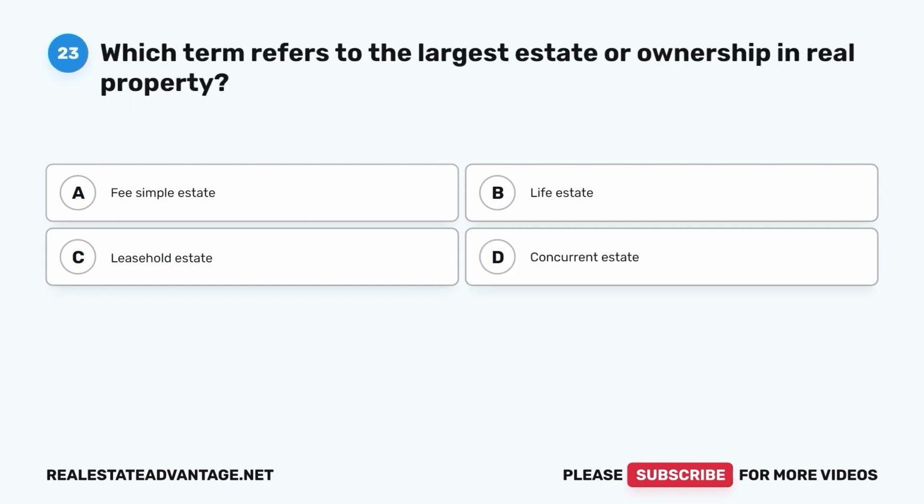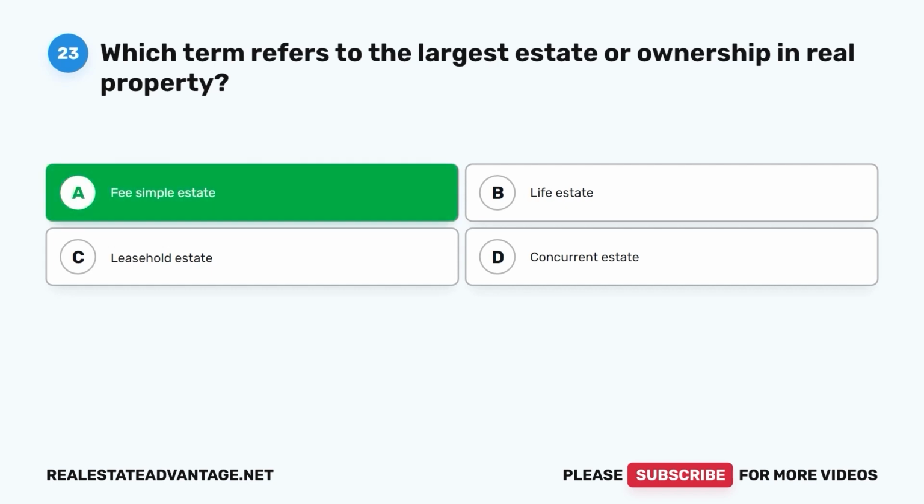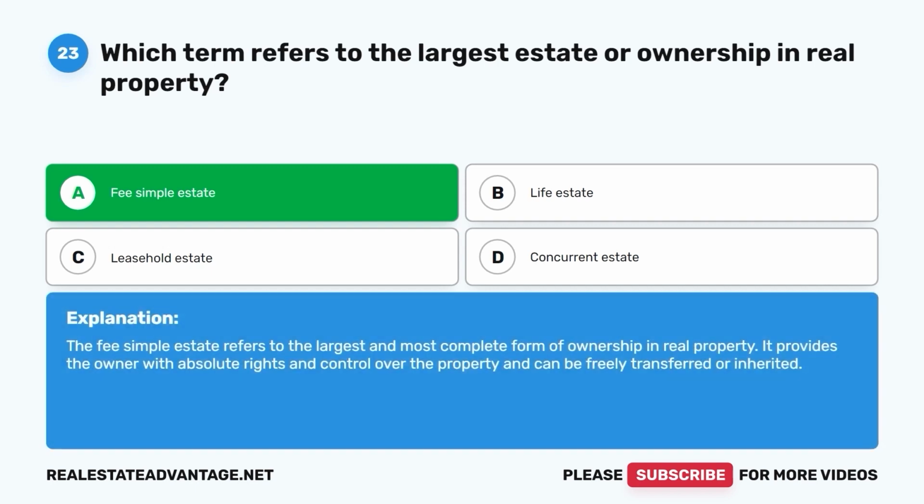Question 23. Which term refers to the largest estate or ownership in real property? A. Fee simple estate. B. Life estate. C. Leasehold estate. D. Concurrent estate. The correct answer is A. Fee simple estate. The fee simple estate refers to the largest and most complete form of ownership in real property.